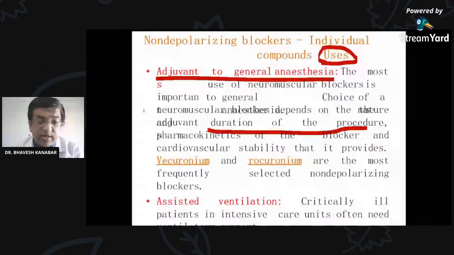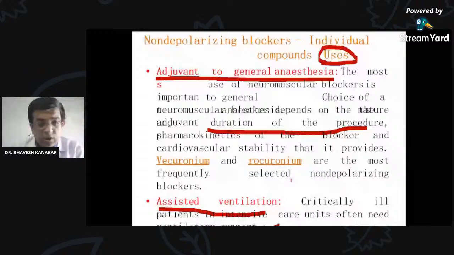Assisted ventilation is the second use, in critically ill patients in ICU. Often ventilatory support is needed. You may have heard the word ventilator frequently nowadays because of corona. So to give ventilation in a critically ill patient, often these are given along with the ventilation.